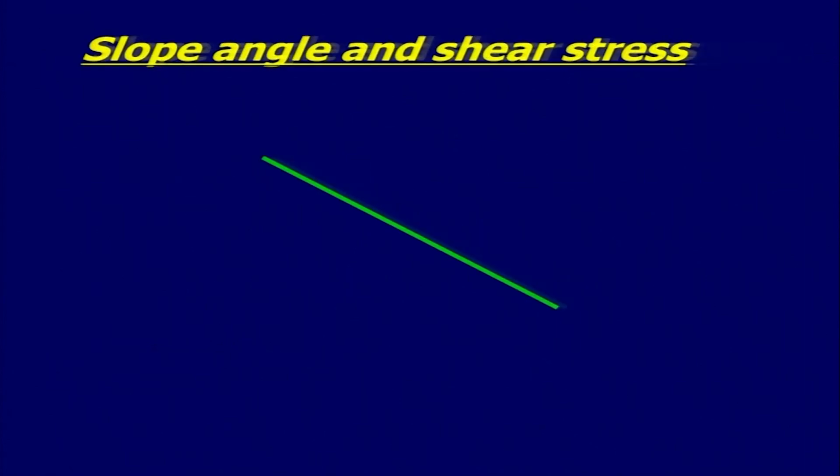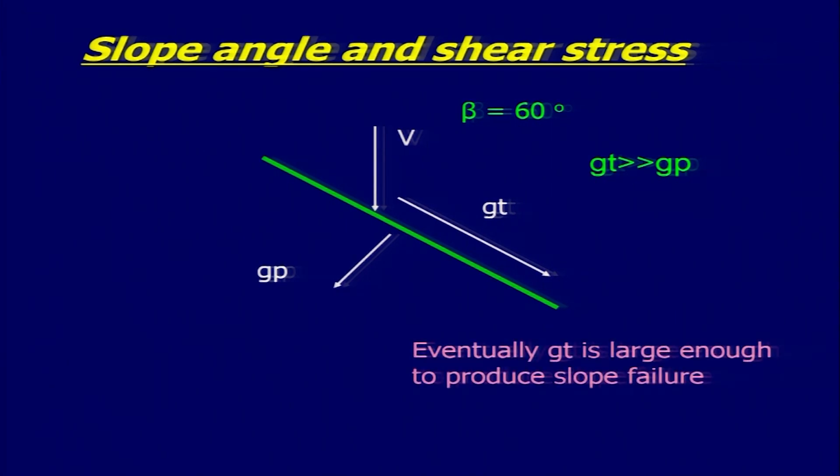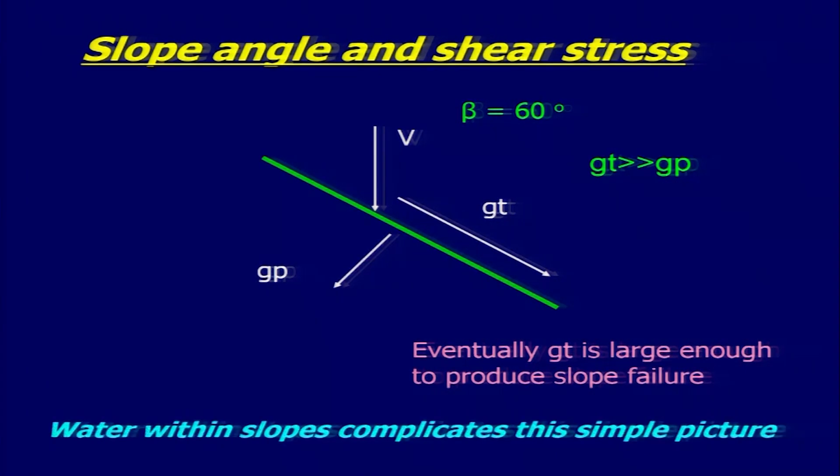Further, if you increase the slope, say 60 degrees, then you are reducing the GP and you are increasing the shear stress, you have reduced the normal stress here. Now in this condition you will have a landslide. So eventually GT is large enough to produce slope failure. So this is the result of the increase in slope.